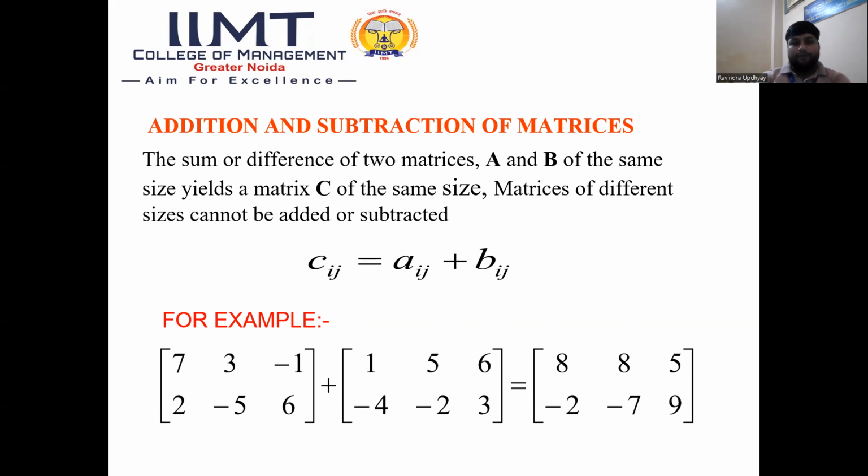Now we add corresponding elements, like 7+1, 3+5, -1+6, and we will get the final matrix 8, 8, 5, -2, -7, -10. So to add matrices, we add the corresponding elements of the matrices. And if you want to subtract matrices, we subtract the corresponding elements of the matrices.